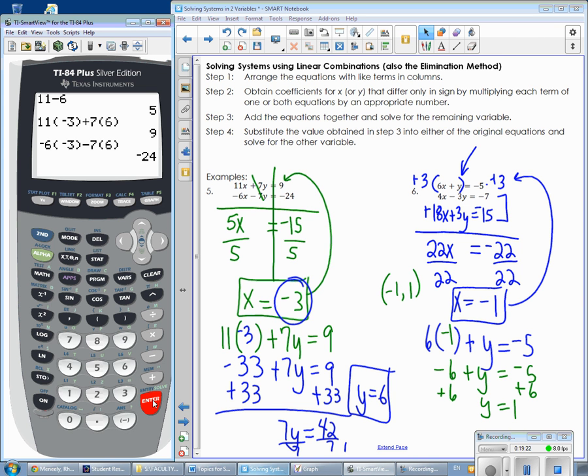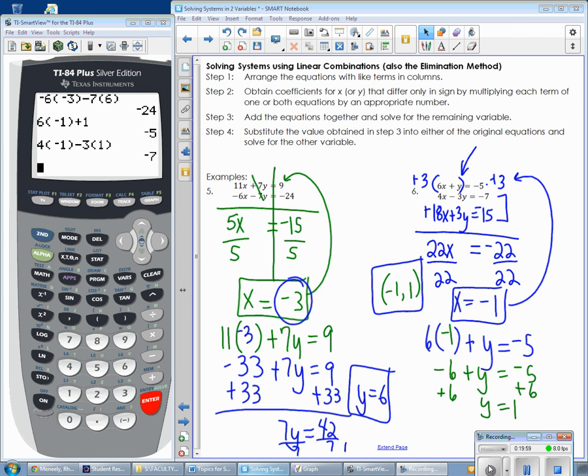And if we want to double check, because I'm sure you're losing confidence in me, we'll do 6 times negative 1 plus 1, because that's my y. And when I press enter, I should hopefully get negative 5, and I do. 4 times negative 1 minus 3 times a positive 1. Okay, and I get negative 7, and so that works as well. And so there's my solution.